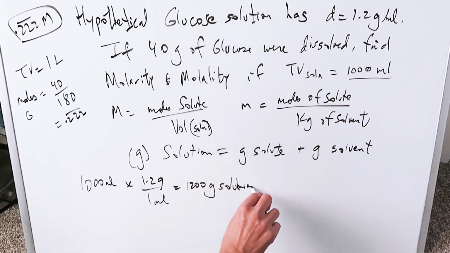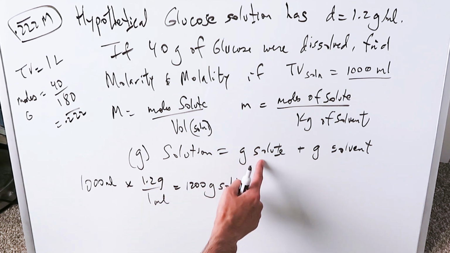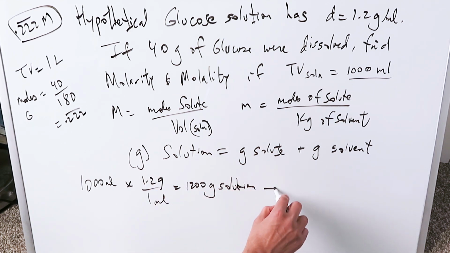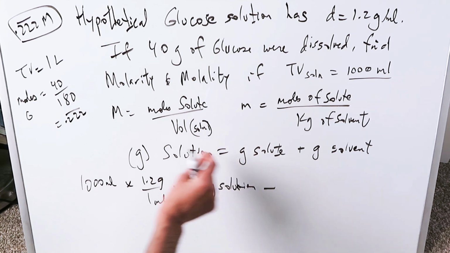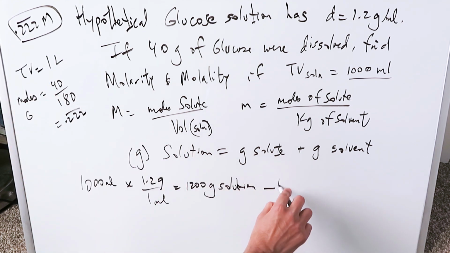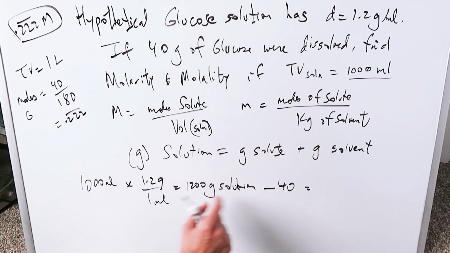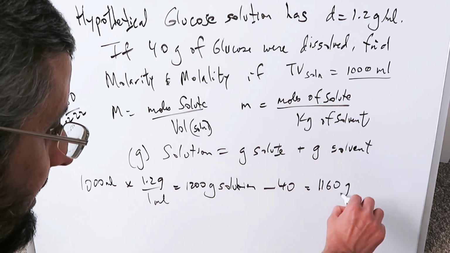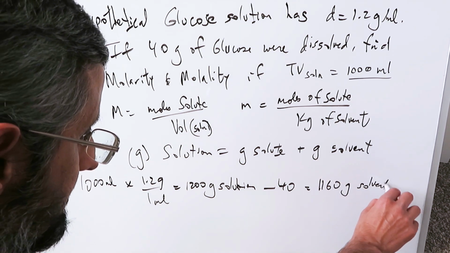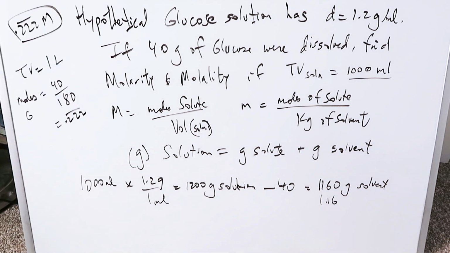But you have to remember what I have over here. Grams of solution is equal to grams of solute plus grams of solvent. If I subtract from this the grams of solute, what is that grams of solute? It's 40. What do I have? I have here 1160 grams of solvent, which you convert into kilograms, which is 1.16 kilograms.